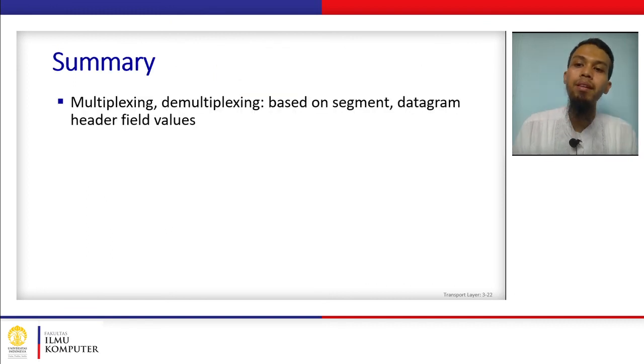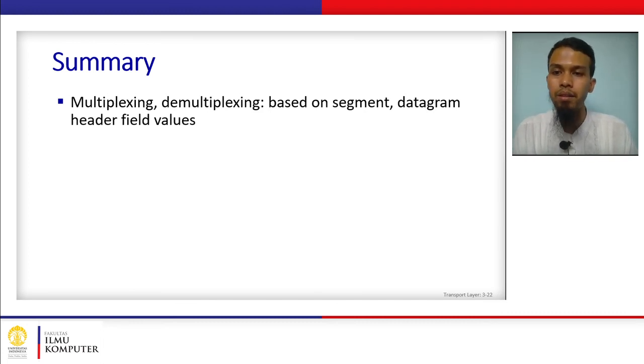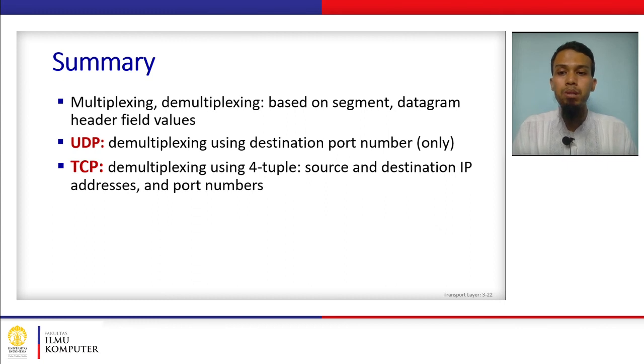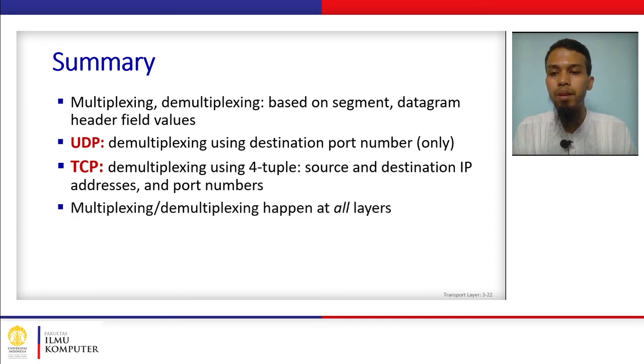So, in summary, multiplexing and demultiplexing are based on segment and datagram header values. In UDP, demultiplexing relies only on the destination port number, while in TCP, demultiplexing uses the 4 tuple: source and destination IP addresses as well as port numbers. But in general, demultiplexing and multiplexing happen at all layers. We are only talking about the transport layer here, but it also happens at the network layer and below.